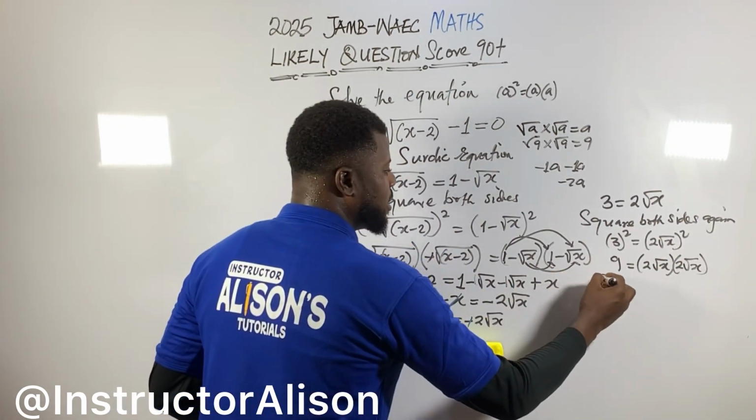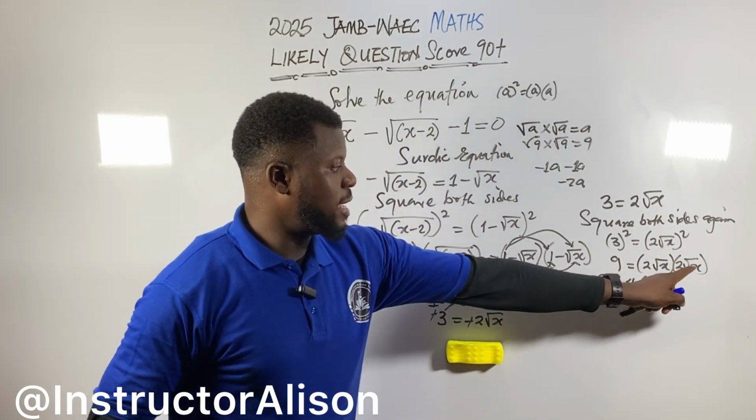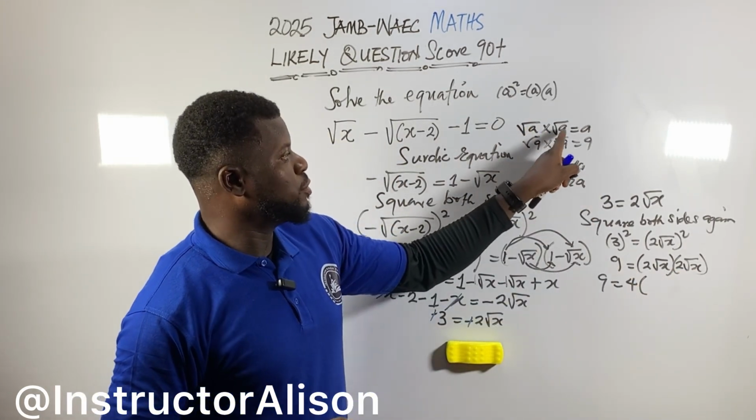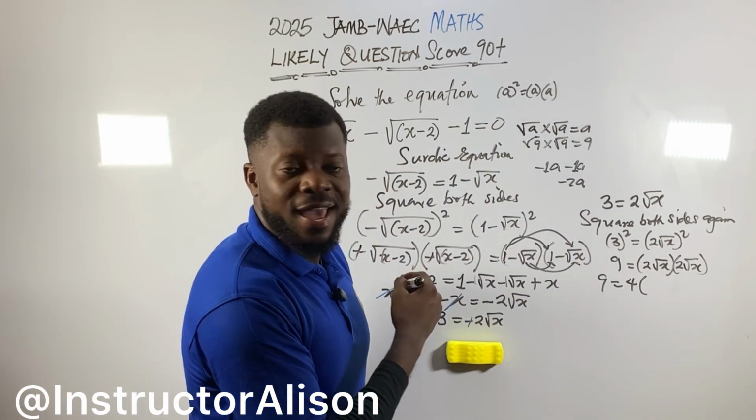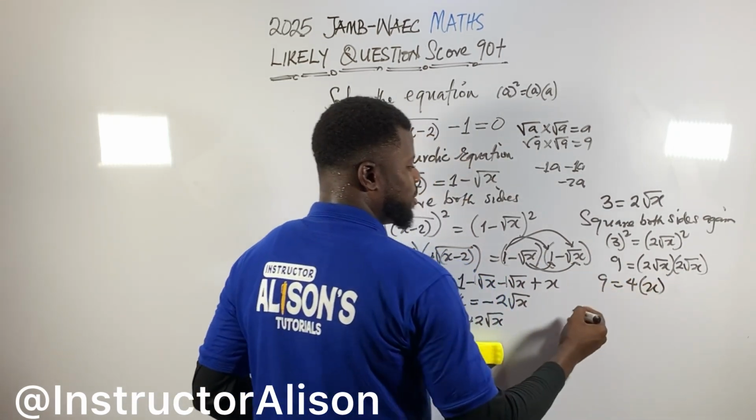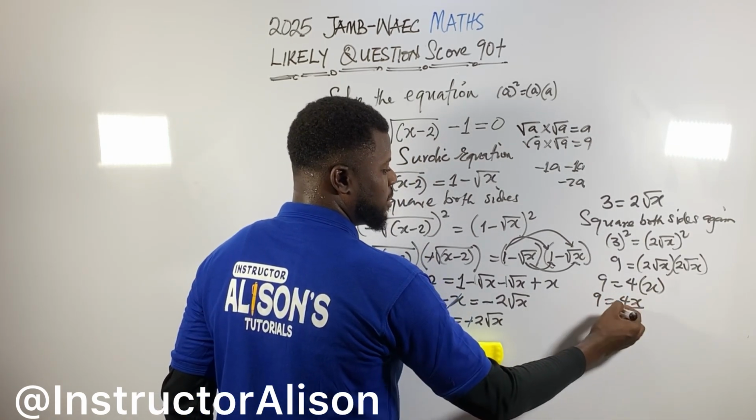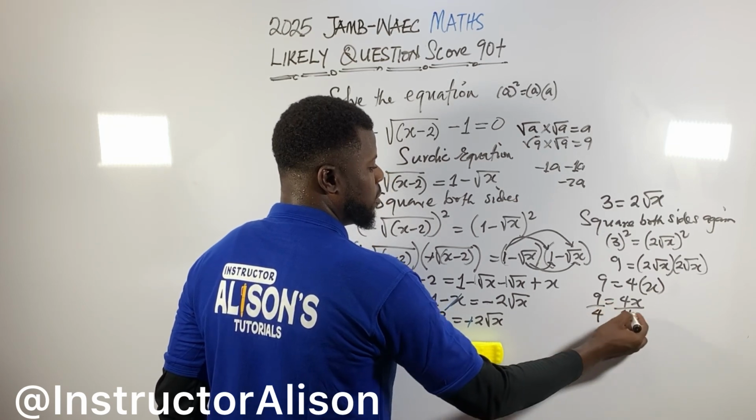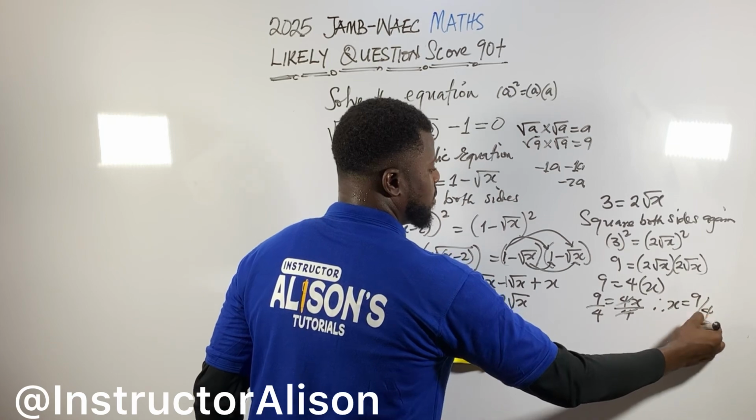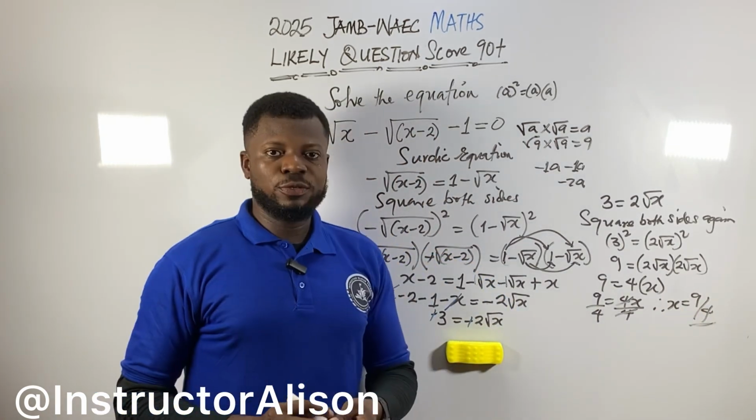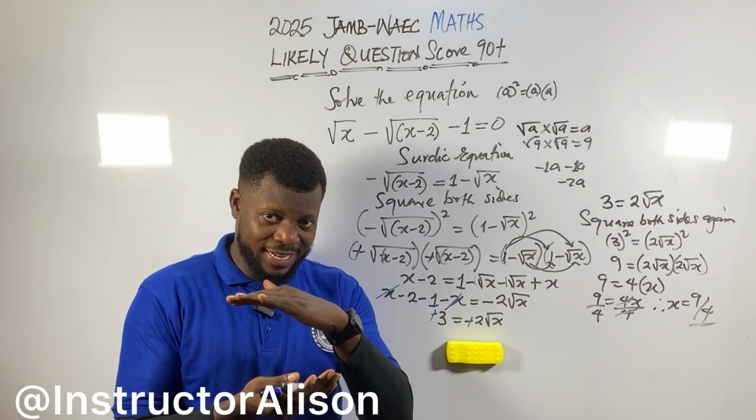Now, 9 equal to 2 times 2, 4, into root x times root x. Root a times root a, root x times root x will be what? x. Good. So you now have 9 equal to 4x. Getting the value of x, you divide both sides by the coefficient of x, which is 4, and 4 will cancel. Therefore, x will be equal to 9 over 4. That's the answer. x equal to 9 over 4. It's just a simple simplify and break it down.